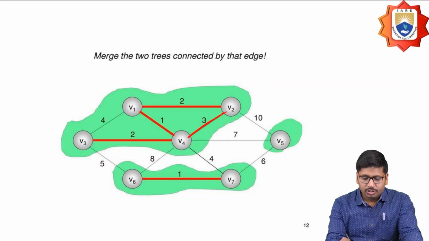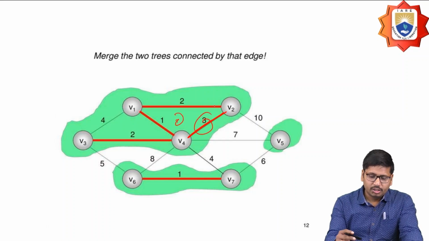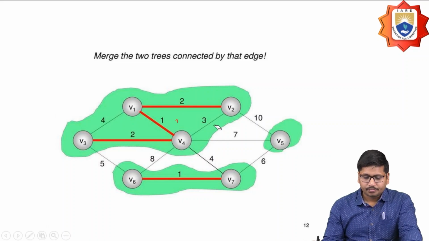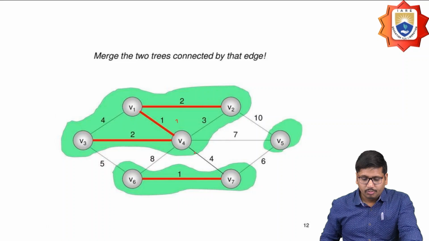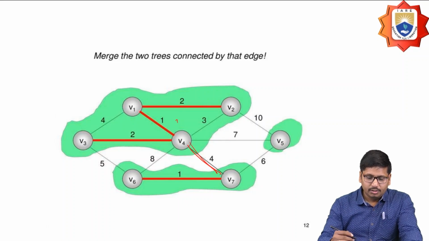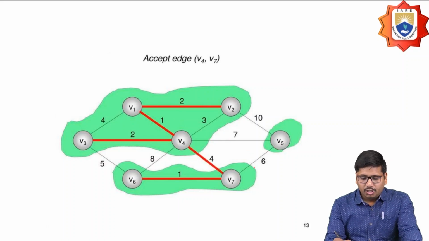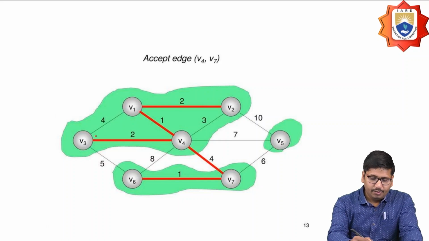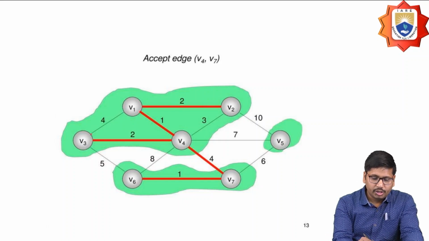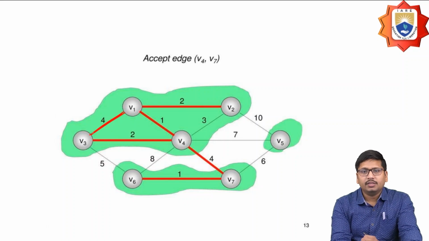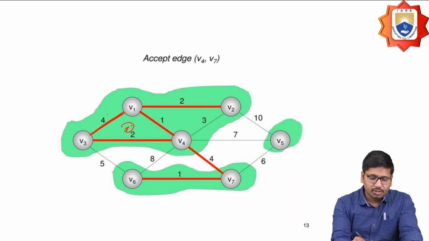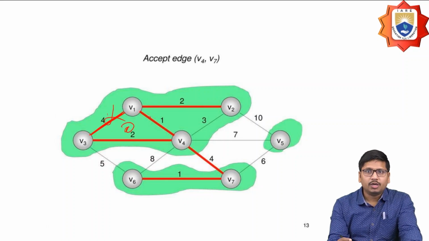If I select this 3, it is going to form a cycle, so I should not construct this one. Next, if I select 4, which is the next minimum, I can select this. And next I have to consider the next 4 as well. If I select this, it is going to form a cycle, so I should not consider this one.